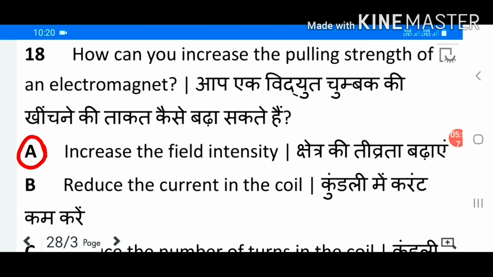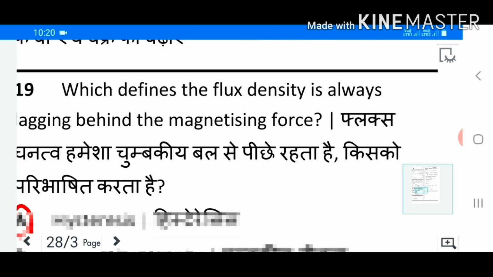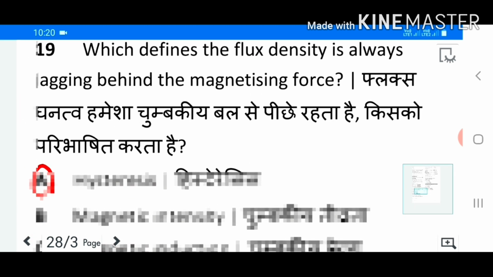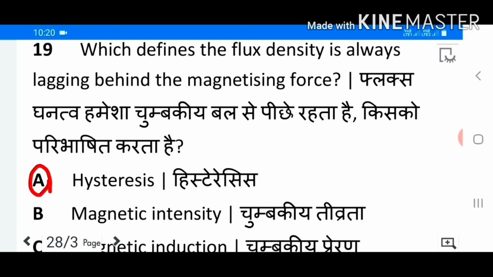18. How can you increase the pulling strength of an electromagnet? Answer A. Increase the field intensity. 19. Which defines the flux density is always lagging behind the magnetizing force? Answer A. Hysteresis.